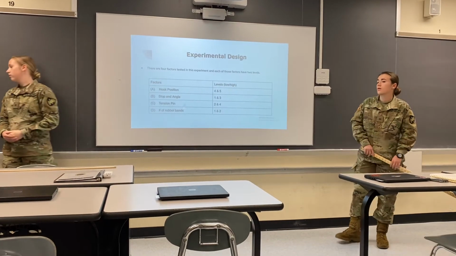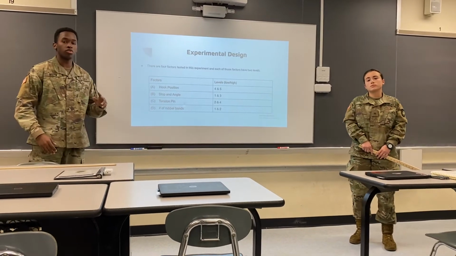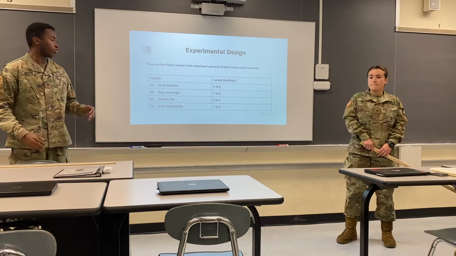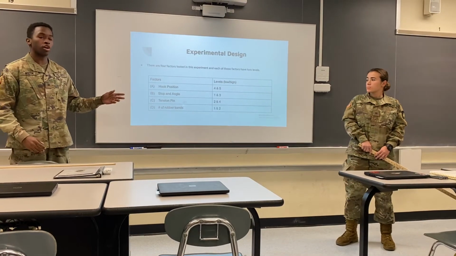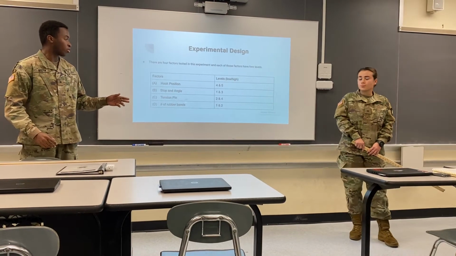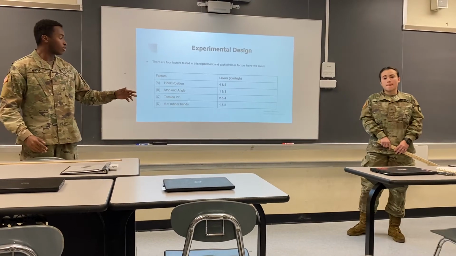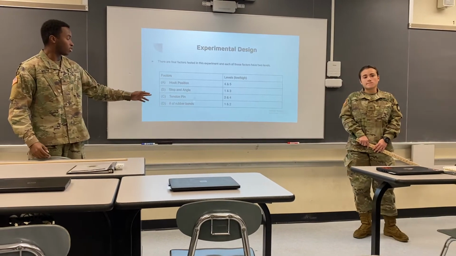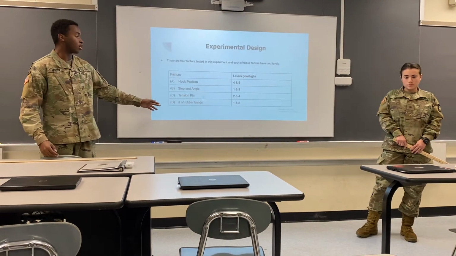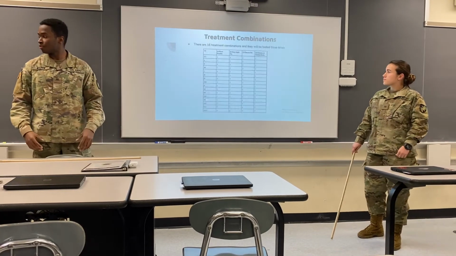For our experimental design, we have 4 factors, and each factor has 2 levels, low and high. Our first factor is hook position, represented by factor A, and has a low level of 4 and a high level of 5. Our second factor is stop angle, represented by factor B, and it has a low of 1 and a high of 3. And we have the tension pin represented by C, which has levels of 2 and 4, and the number of rubber bands, represented by D, which has 1 and 2. These are all the factors we're using for our Statapult experiment.